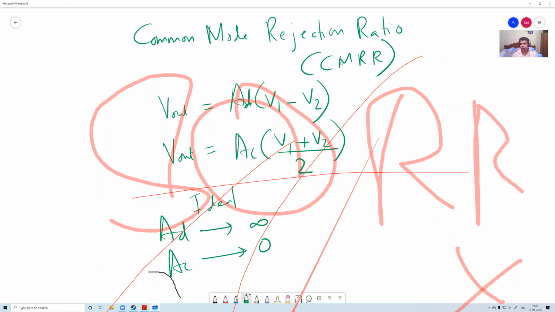The ratio of AD and AC is called the common mode rejection ratio, or CMRR, which is simply AD by AC. For ideal op amps, it is infinite because AD is infinite and AC is zero. For practical op amps, AD is a large number and AC is a very small number, so CMRR is a very, very large number, but it's not infinite. Since CMRR is a very large number, it is often expressed in dB.